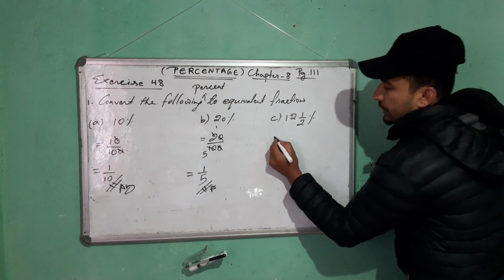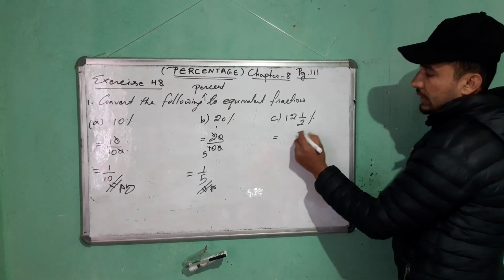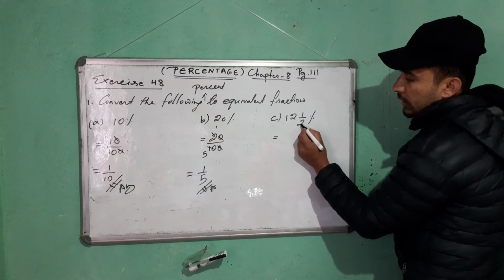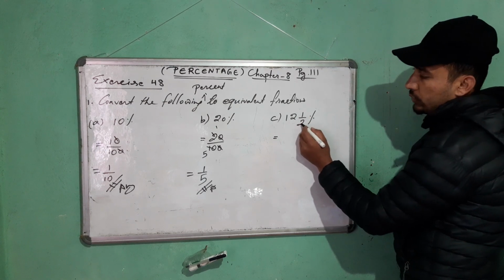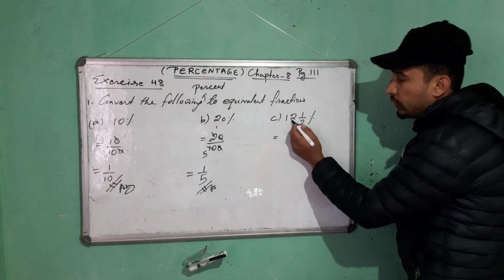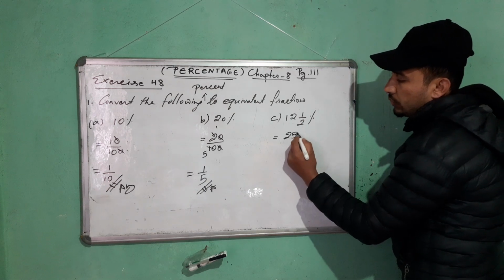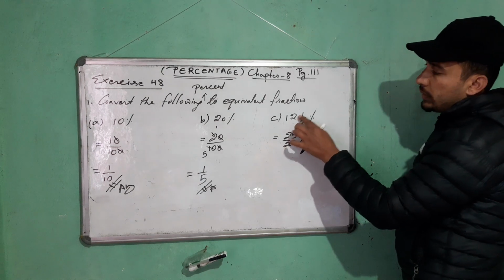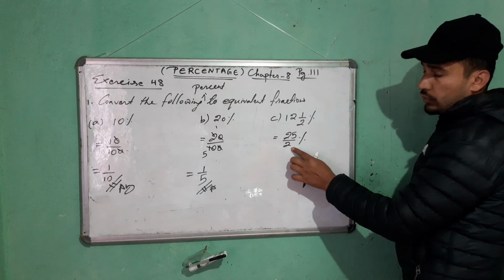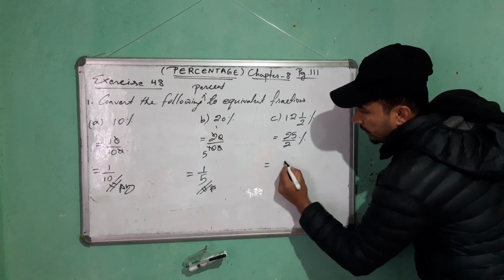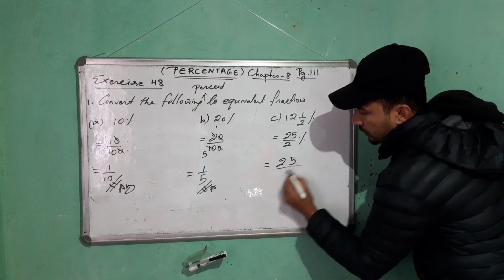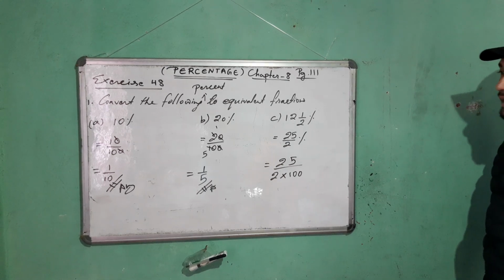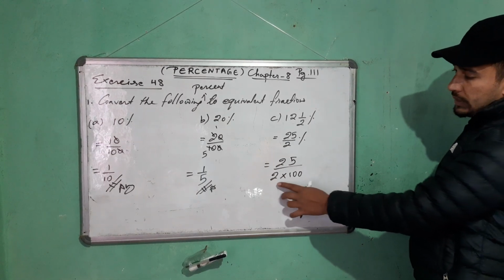First, let's convert this to a proper fraction, as it is a mixed fraction. For the conversion, you multiply 2 into 12 plus 1. 2 12s are 24, plus 1 is 25, upon 2. So this will be equal to 25 upon 2 into 100. In a fraction, you have to divide by 100.